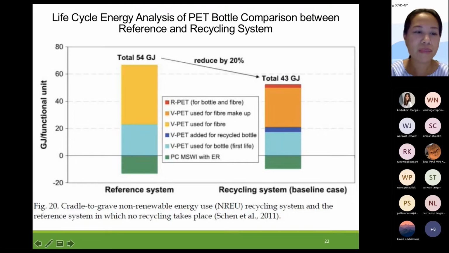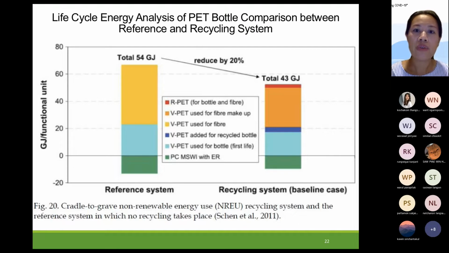In the second case, the gigajoules of energy consumption are reduced from 55 to 45, about a 20% reduction. This is the benefit of LCA. If we know this, we can answer questions about recycling systems. If this is based on 20% recycling, it can reduce energy consumption by 20%, something like that. And if we increase the percent of the recycling process to maybe 50%, maybe it can reduce 50% of the energy consumption, something like that.